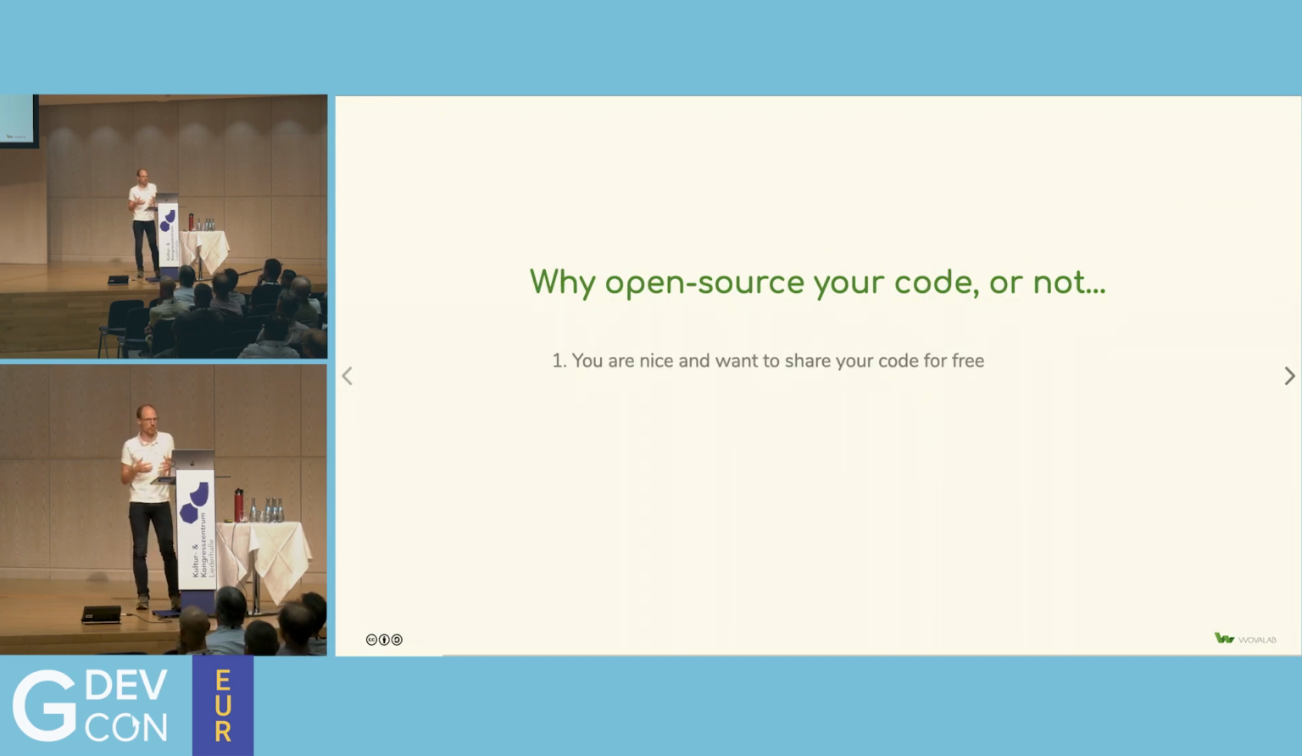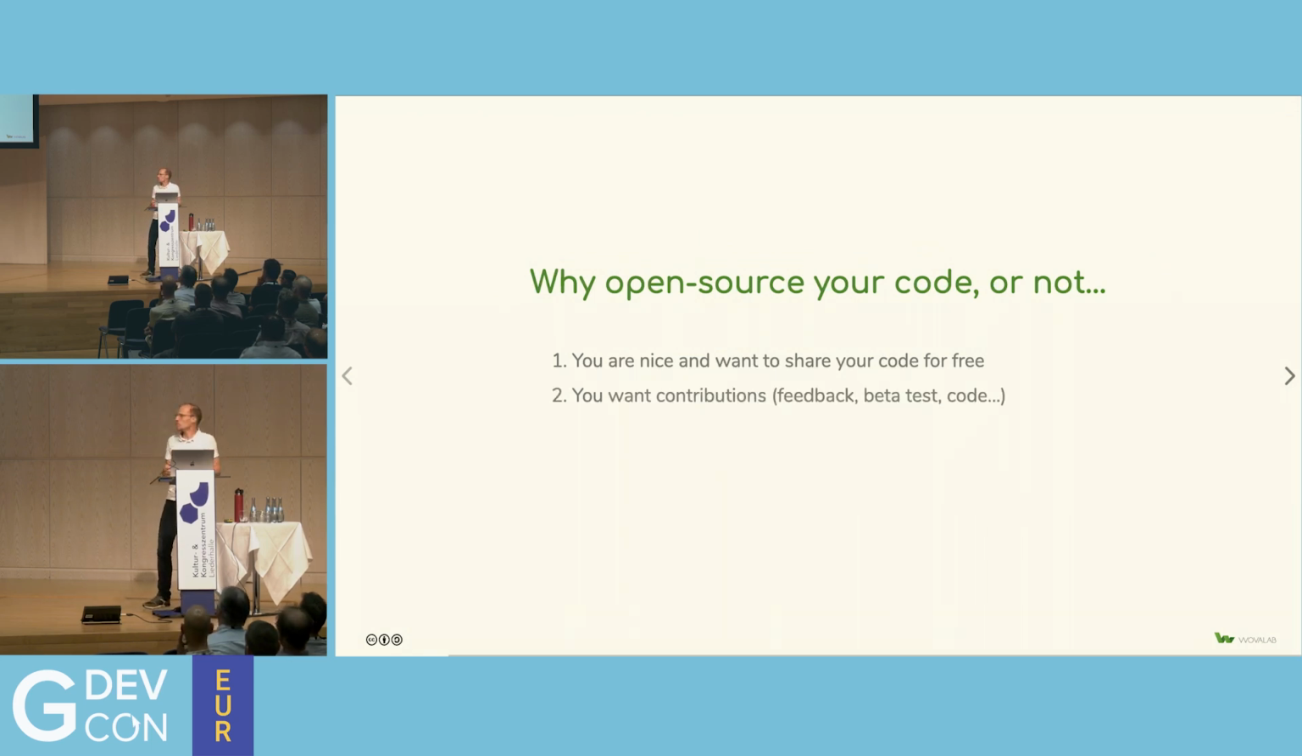First reason to create an open source project is because you are nice, you want to share your code for free with all the LabVIEW community. You probably also want to have kind of a team working with you, have contributions, feedback, beta testing, code contributions. And when you are working alone, it's a good thing. And open source can fix this issue of the team working.